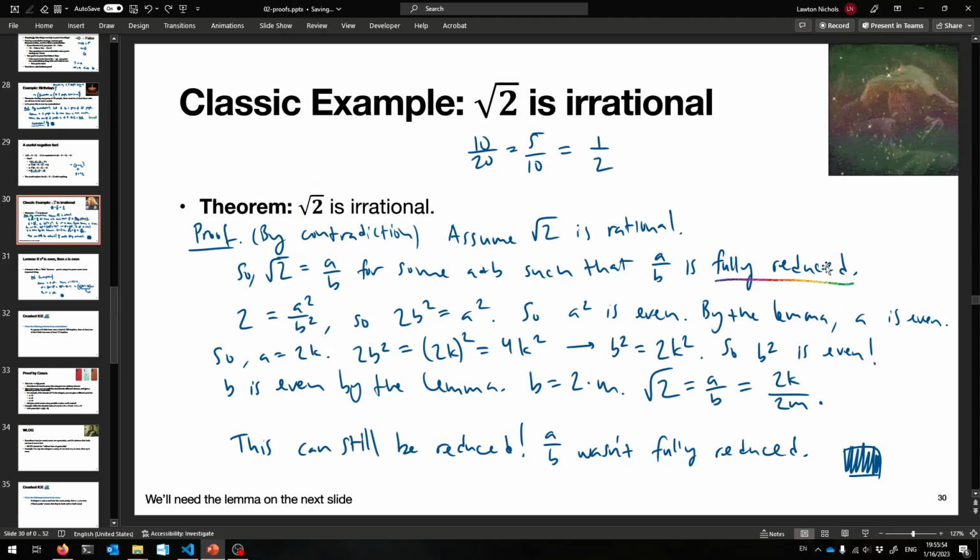It takes some tricks, like to think, let's ask for this fraction to be fully reduced. That's what derives our final contradiction. That's beautiful. That is hard to come up with, but that's why I'm showing it to you.